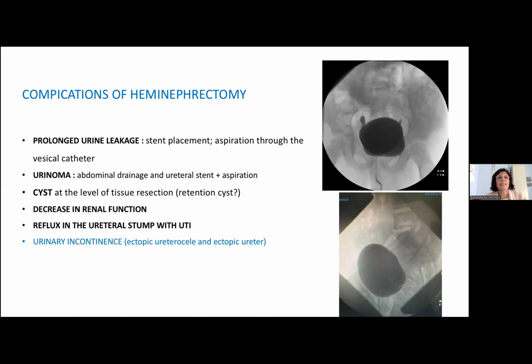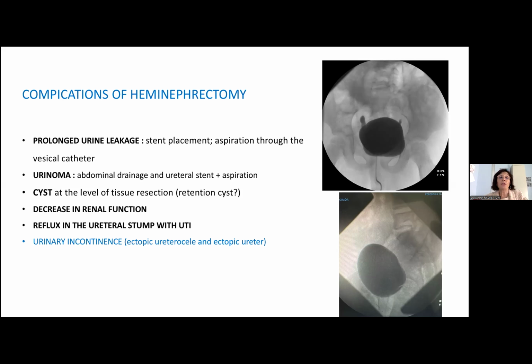Then we may have a cyst at the level of tissue resection. They are reported in literature in about 25% of cases, so a big percentage. But this retention cyst generally disappears spontaneously. And this is reported in literature. I can show you also one case where the cyst was not a big cyst, and it disappeared completely.